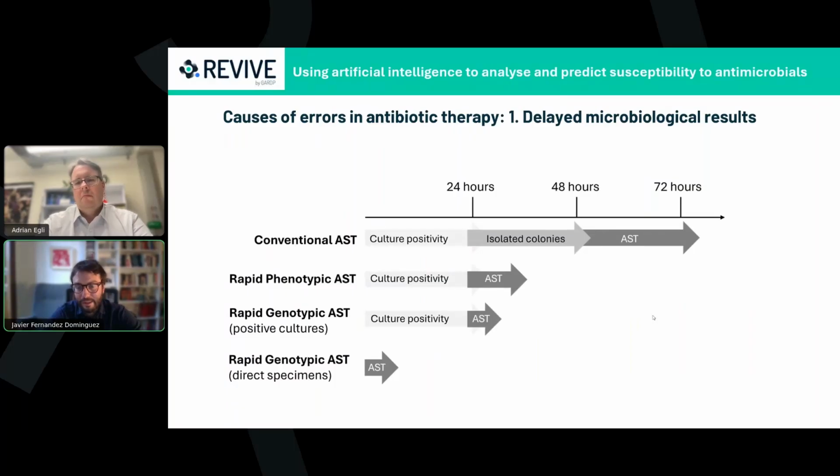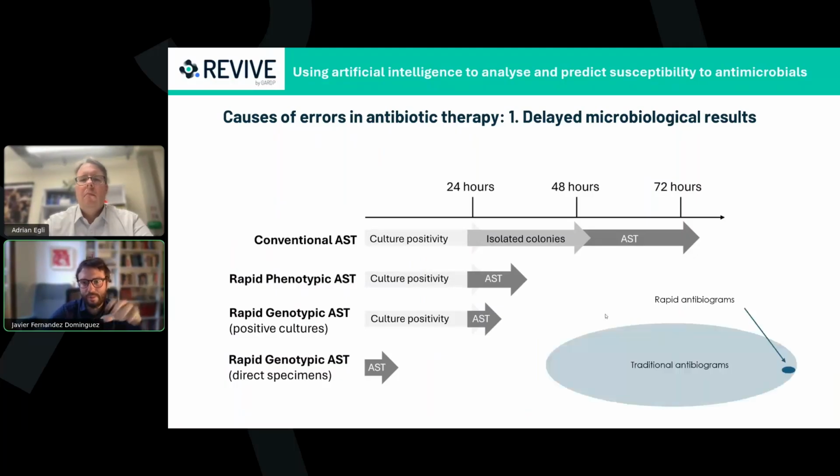It's true that in the last year, several techniques have been incorporated in clinical microbiological labs. So we have faster results. For example, we have some kind of rapid phenotypic AST, some types of genotypic AST. But the reality is that now probably these kind of techniques are used only for a selection of patients. For example, patients admitted in intensive care units, patients with bloodstream infection.